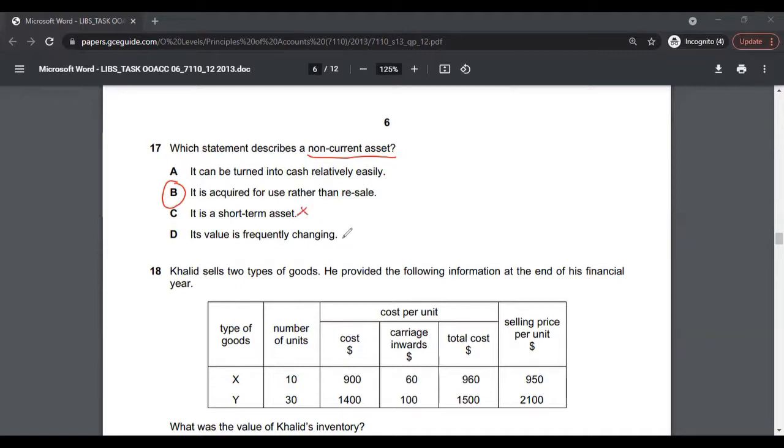It is not a short-term asset. Its value is not frequently changing. It's reported at historical cost unless you opt for fair value. And then, of course, it's not easily converted into cash. So the answer to multiple choice 17 is option B.